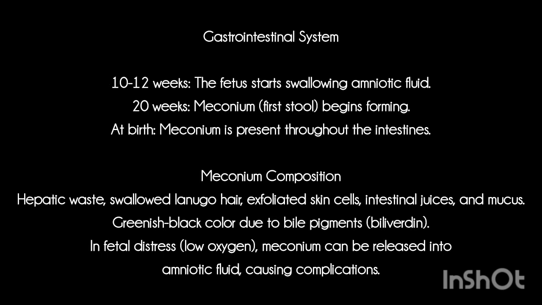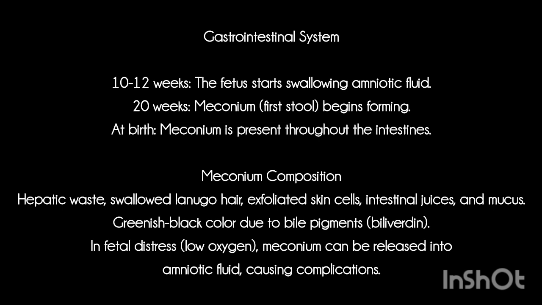Gastrointestinal system. 10 to 12 weeks. The fetus starts swallowing amniotic fluid. 20 weeks. Meconium, the first stool, begins forming. At birth, meconium is present throughout the intestines. Meconium composition: hepatic waste, swallowed lanugo hair, exfoliated skin cells, intestinal juices, and mucus. Greenish-black color due to bile pigments, biliverdin. In fetal distress, low oxygen, meconium can be released into amniotic fluid, causing complications.